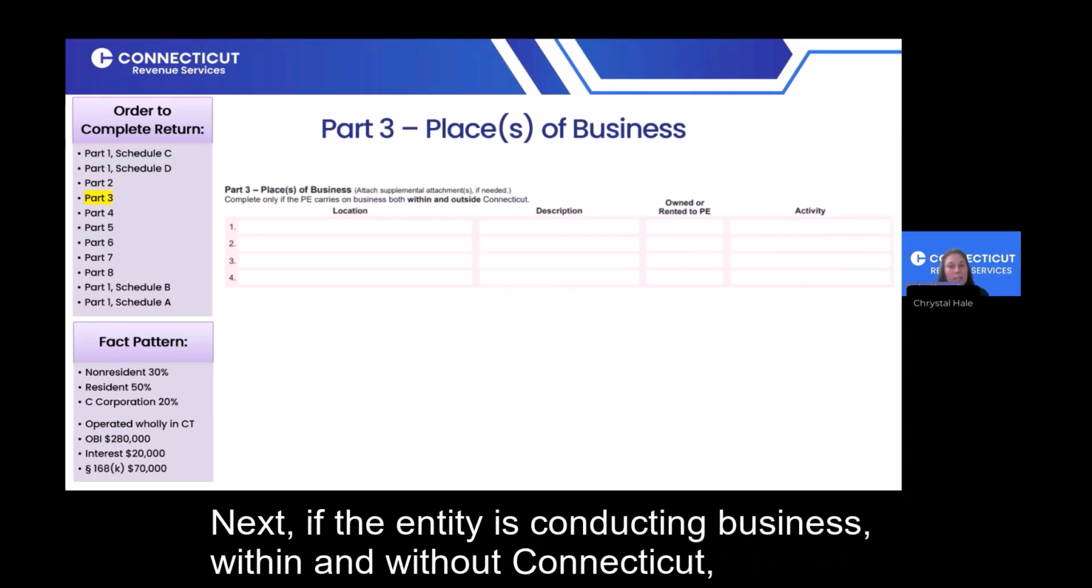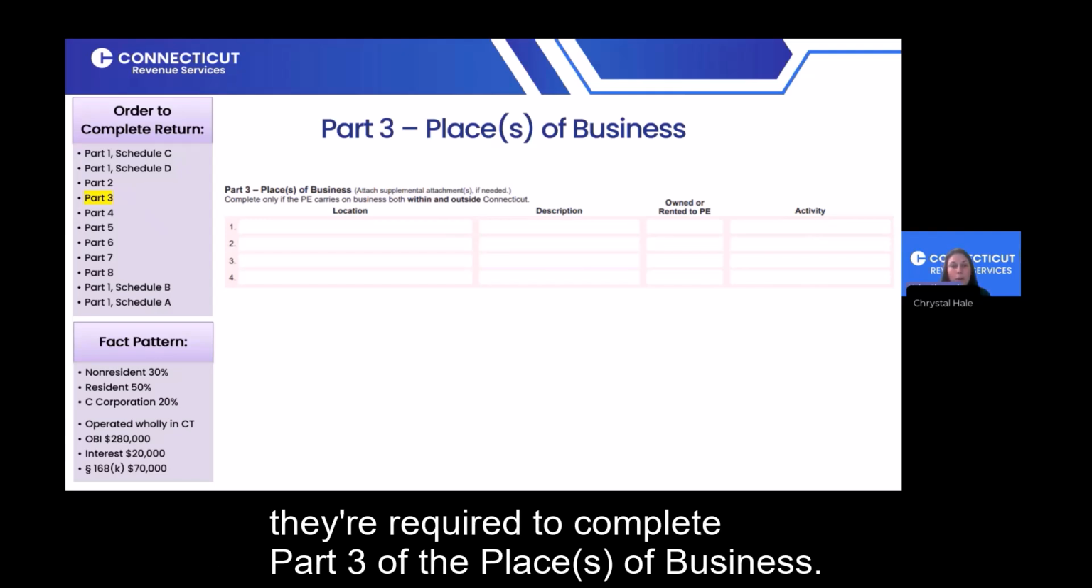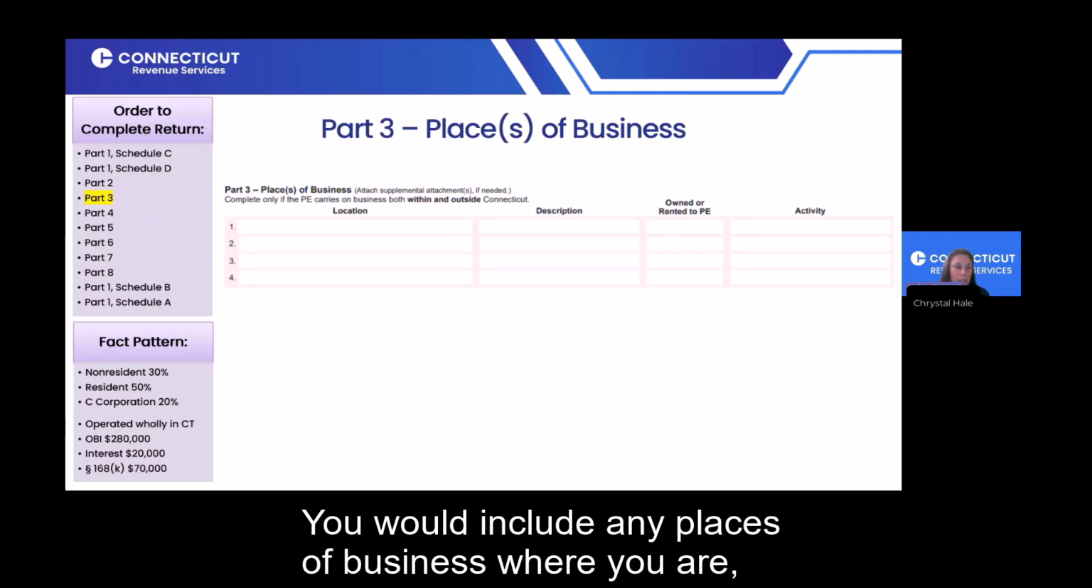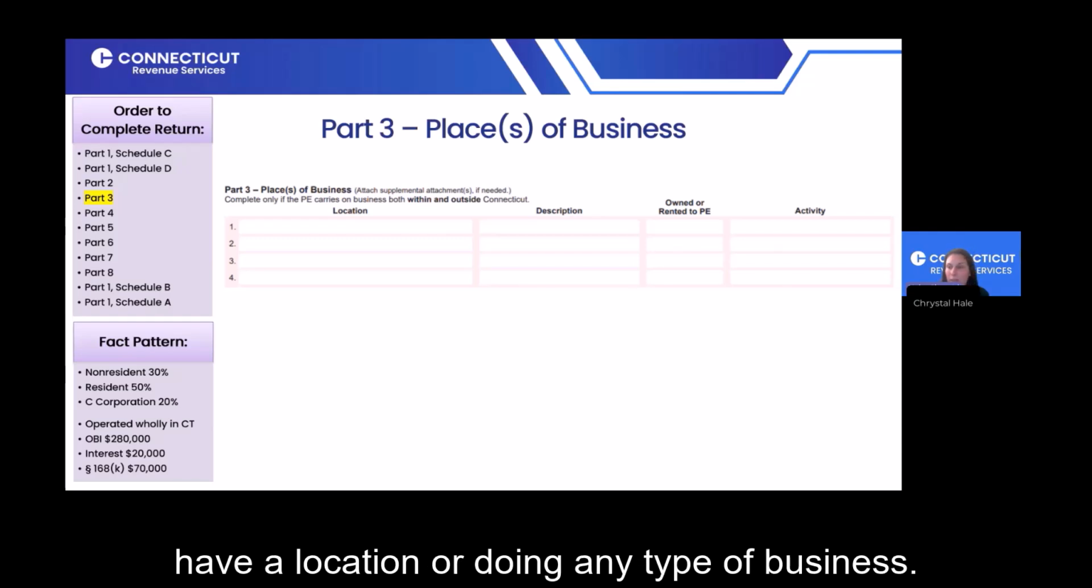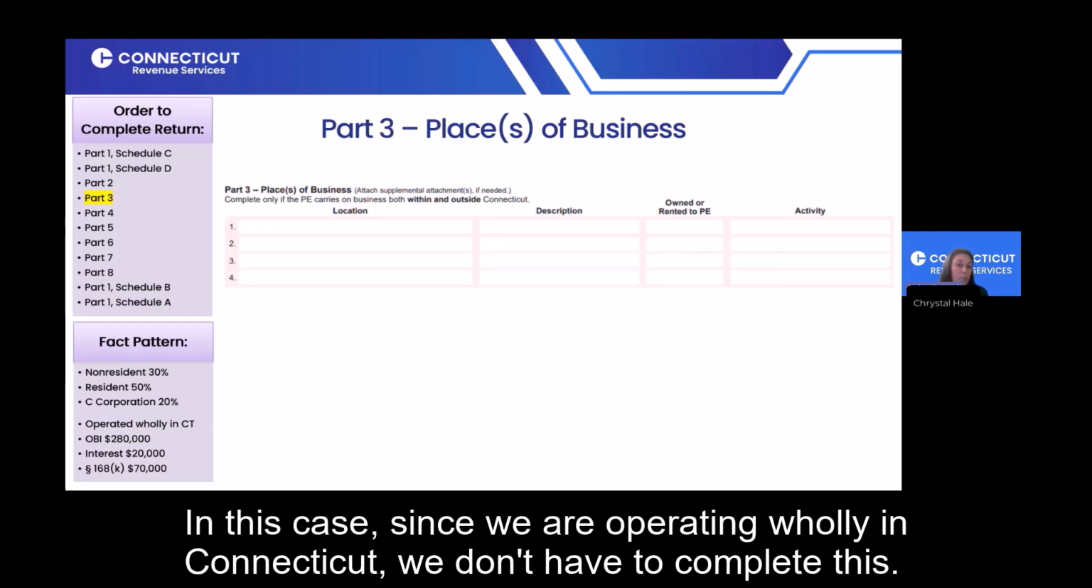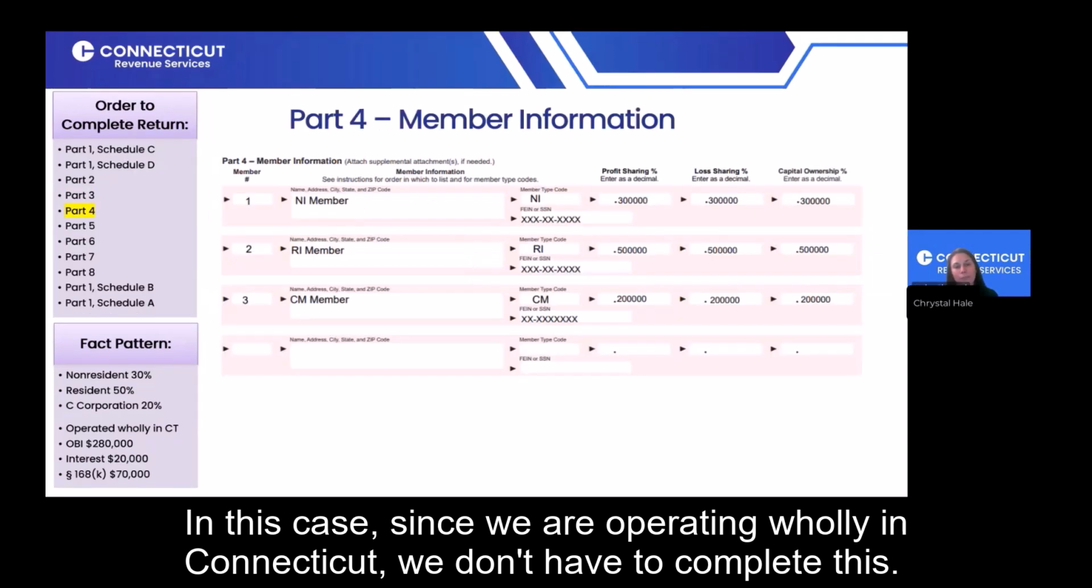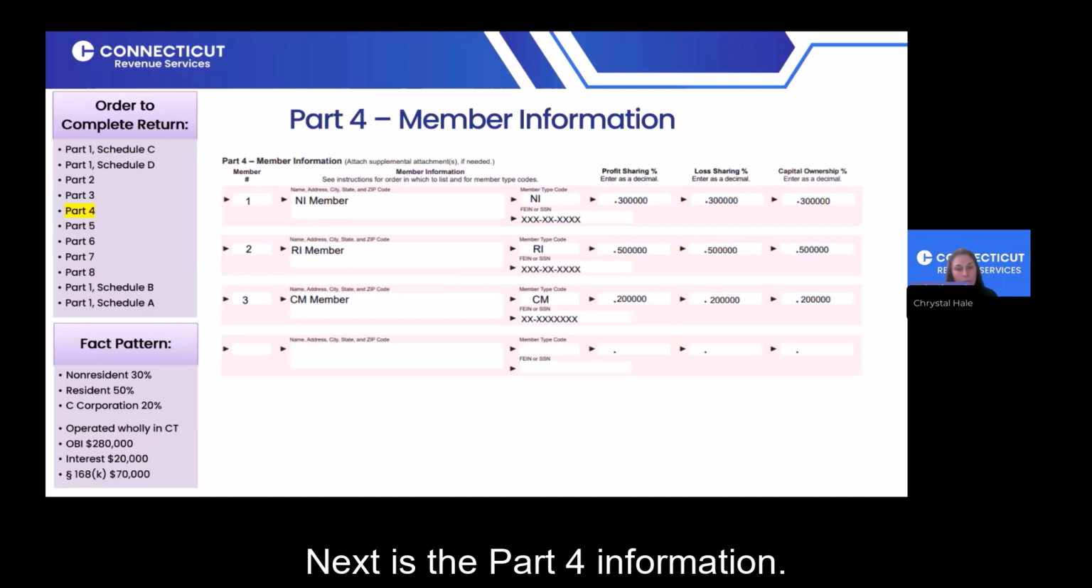Next, if the entity is conducting business within and without Connecticut, they're required to complete Part 3, the place of business. You would include any places of business where you have a location or are doing any type of business. In this case, since we are operating wholly in Connecticut, we don't have to complete this. Next is the Part 4 information.